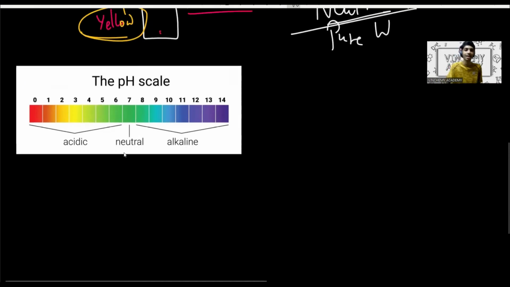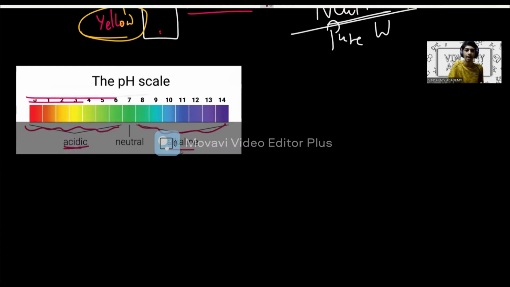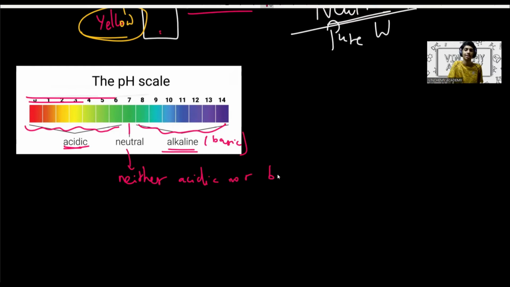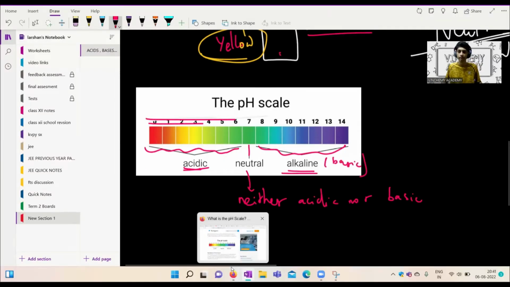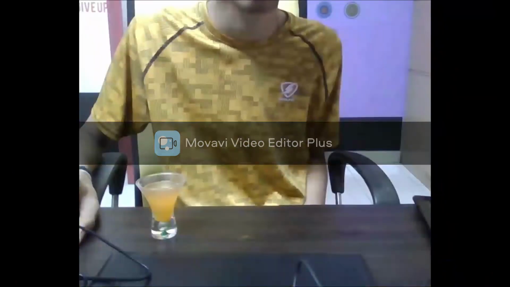Just see the scale. Don't look at all these numbers, just see the colors. All these colors are called acidic, and if these colors come, it's called alkaline or basic. Alkaline means basic. And with this, it's called neutral. Neutral means neither acidic nor basic. Okay, so if you see here, I have something in my hand. This is called a universal indicator.